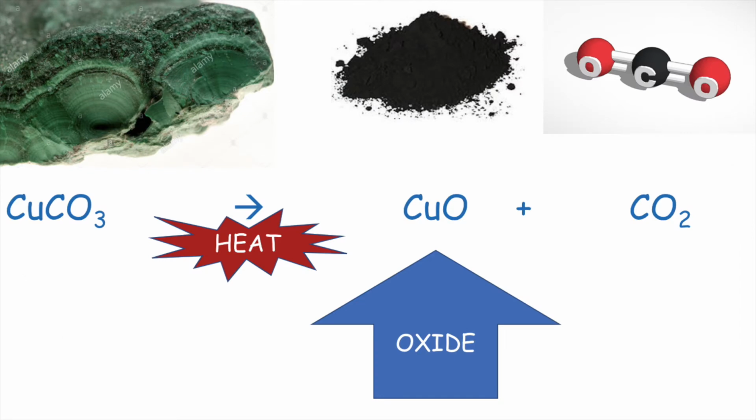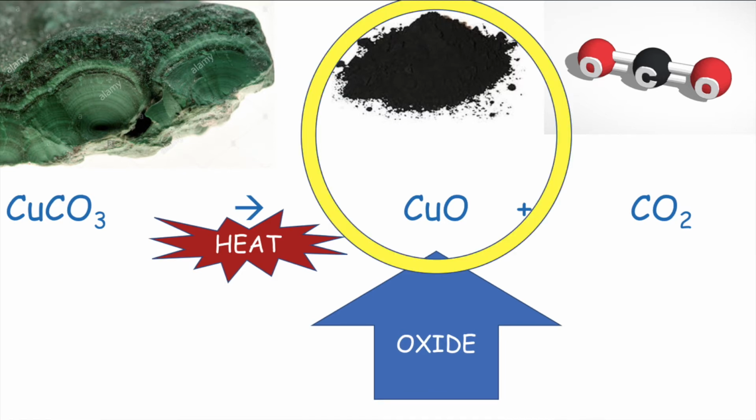So if during extraction process a metal has reacted with oxygen, we would call this an oxide. So using our copper example, it could be found as a copper carbonate. We would then heat it up until it breaks apart. This is called thermal decomposition. It would form copper oxide, and it would also give off CO2, so carbon dioxide.